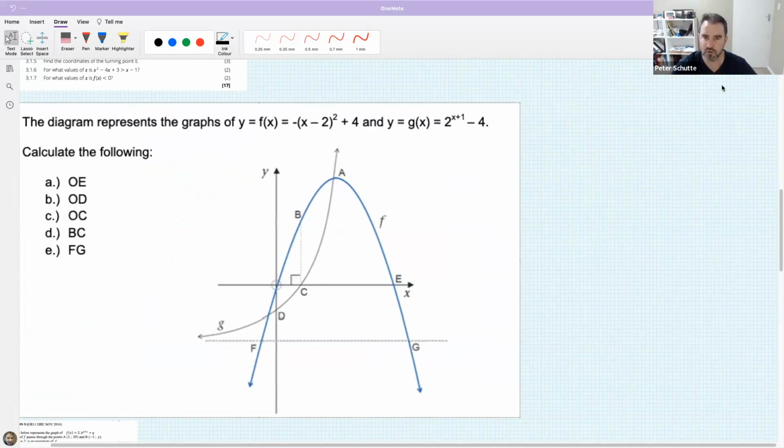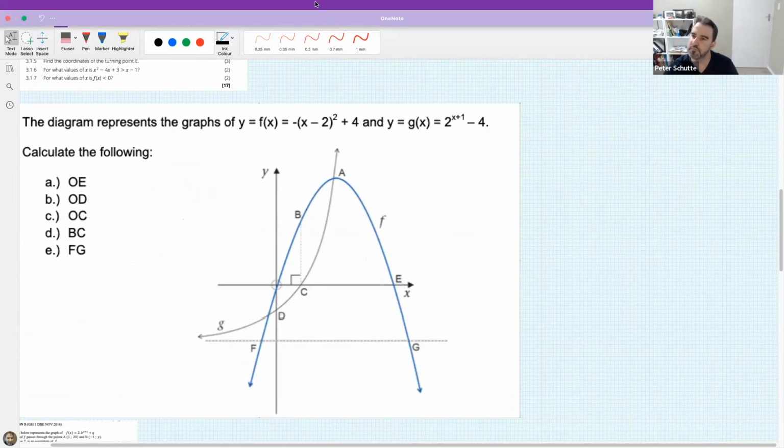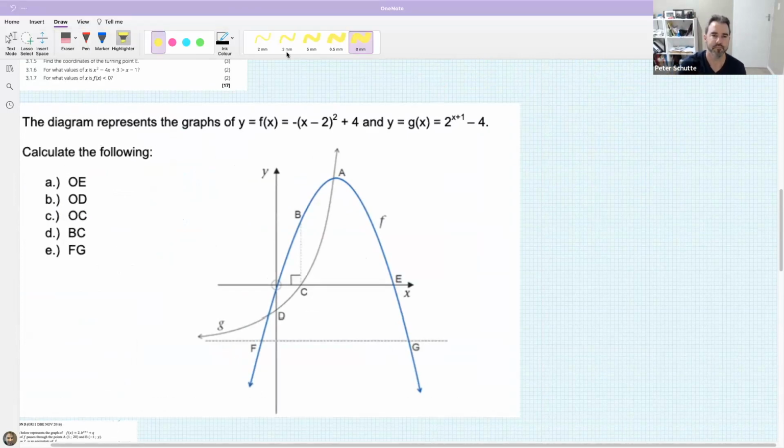The two types of graphs that are involved here are what? What type of graphs are involved in this question? Exponential, yep. So that's the exponential. I noticed the x floating in the sky. And then this one over here is a parabola, but it's in the alternate form.